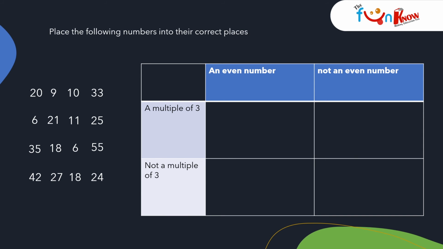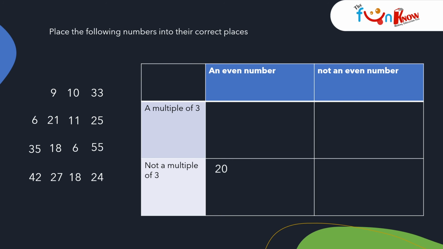First, we'll start with 20. Students, just tell me, is 20 an even number or an odd number? Yes, 20 is an even number. So it will come in this column. Students, just tell me one more thing. Is 20 a multiple of 3 or not a multiple of 3? Yes, 20 is not a multiple of 3. So 20 will be placed over here, right? Which is even number and not a multiple of 3.